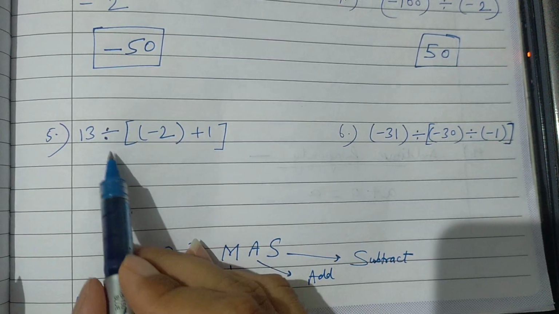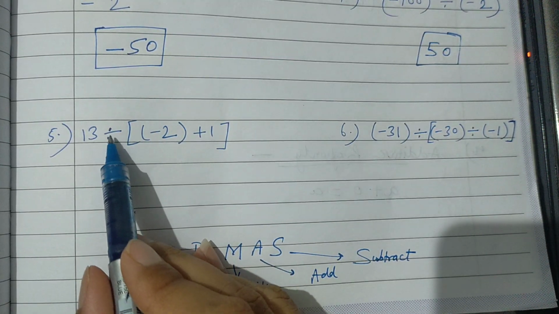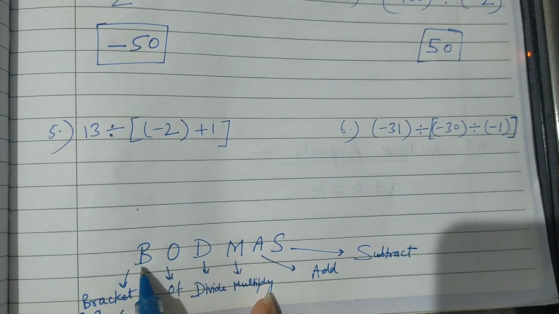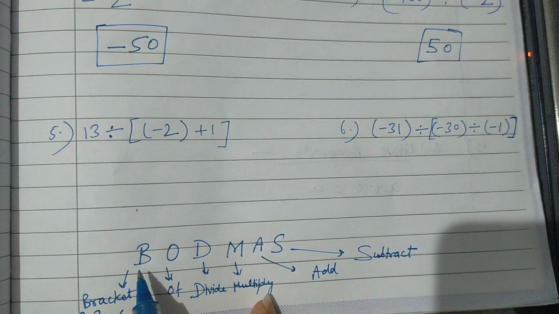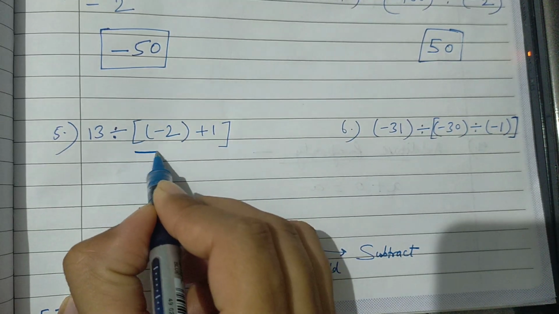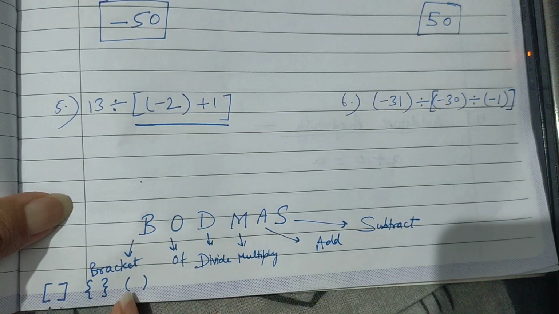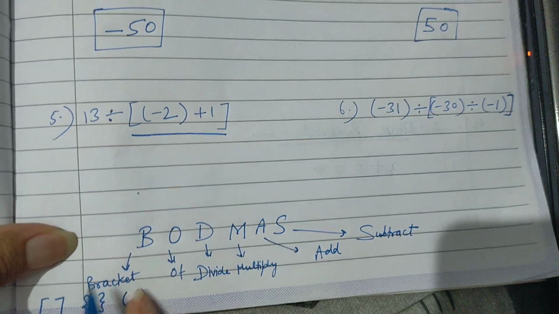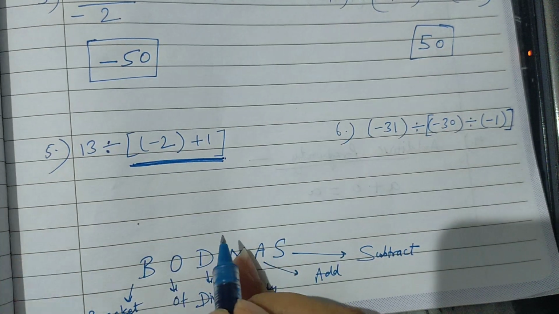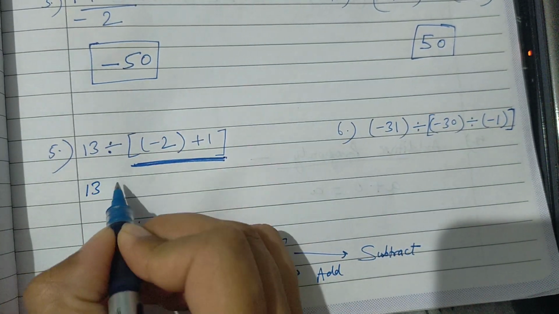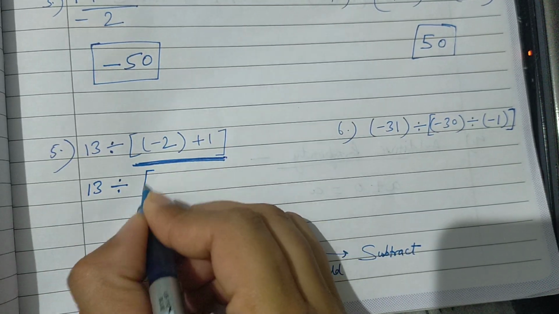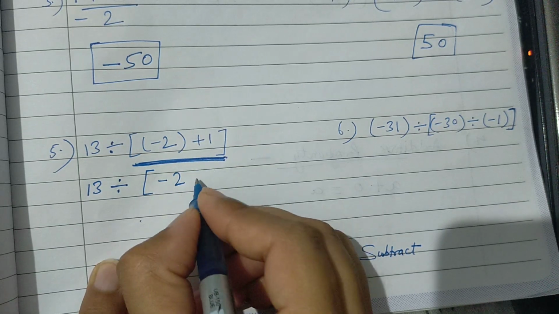So see in this question. So first we will not divide. See, bracket and divide, which one comes first? Bracket comes first. So first we are going to solve the bracket, not the division. So this is the bracket, first bracket that we have to solve. So write it like this. First solve this one. It is -2 plus 1.